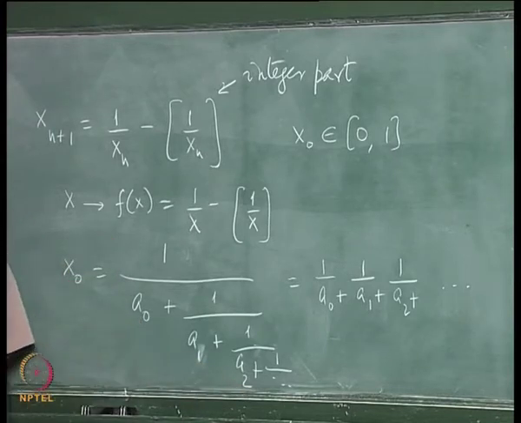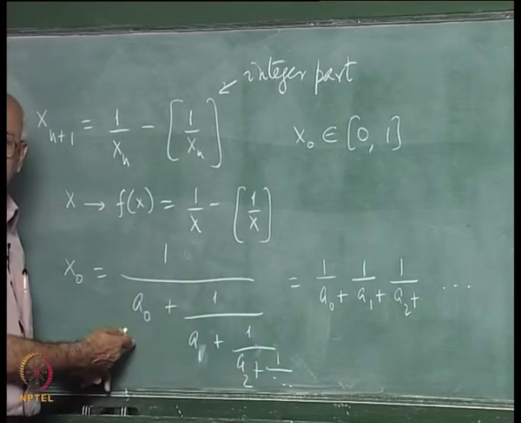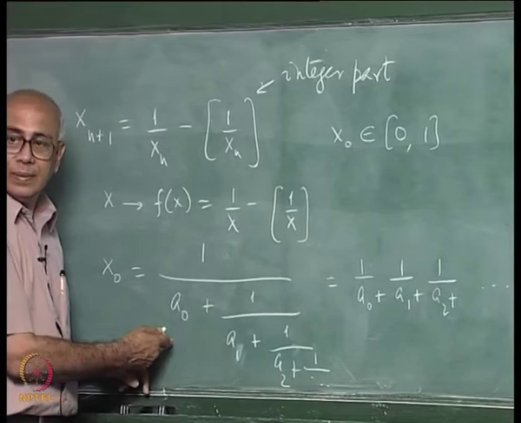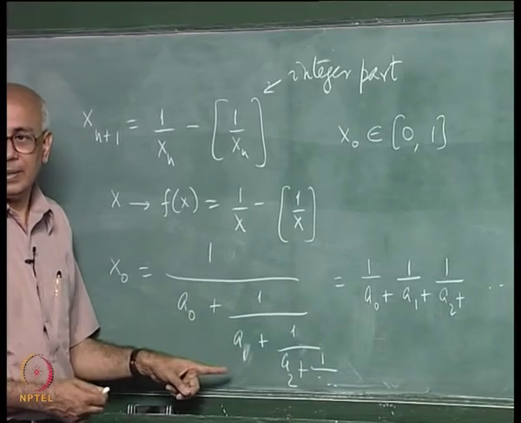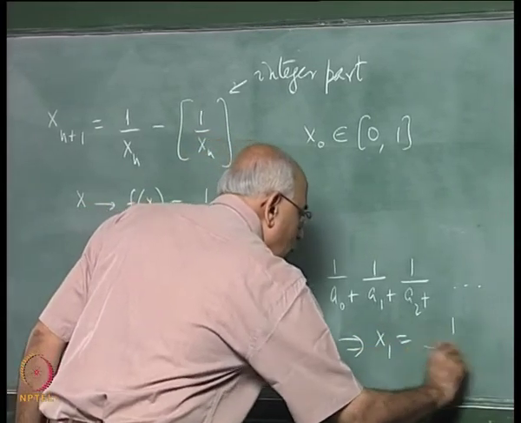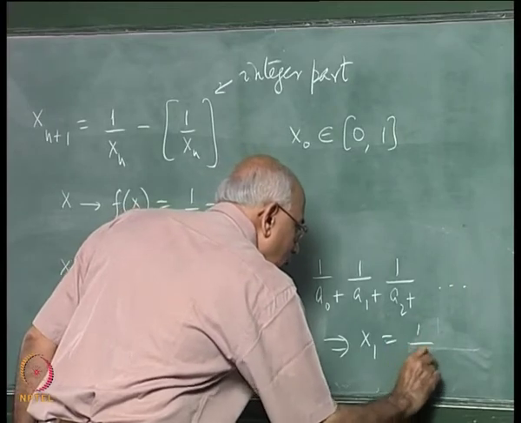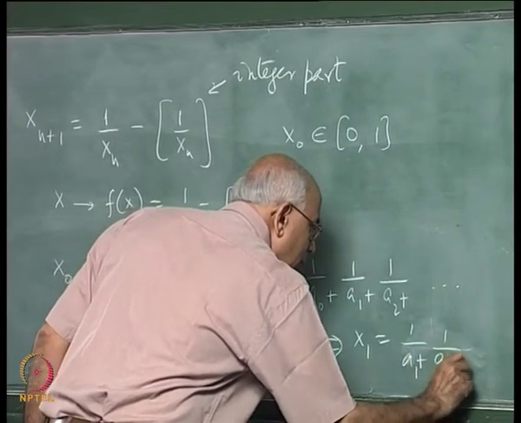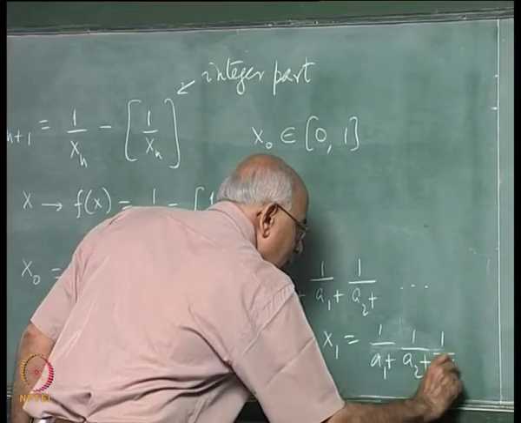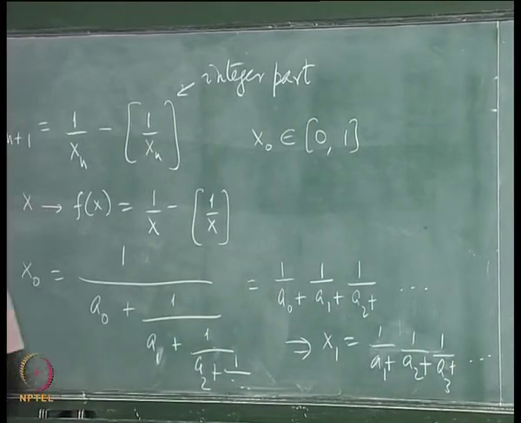What is x1? You take its reciprocal, then you have an integer plus a fraction and you throw this integer away. And therefore you have this. So this immediately implies that x1 is equal to 1 over a1 plus 1 over a2 plus. So you have lost information about this a0. It is clearly not invertible.